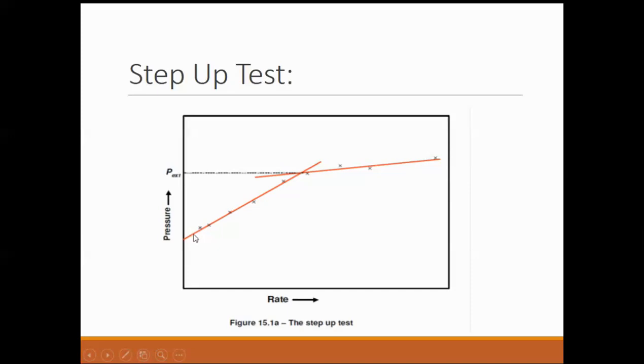Is your well producing fines? Because all these things can cause production issues and may not require hydraulic fracturing.